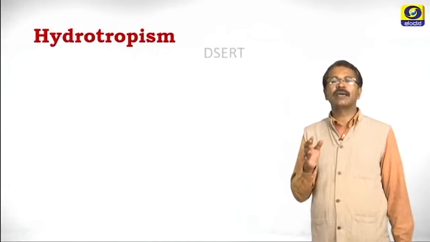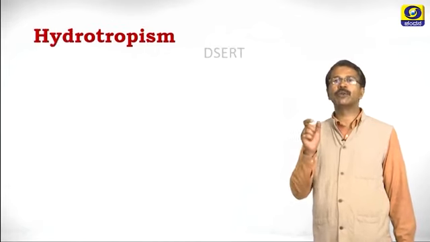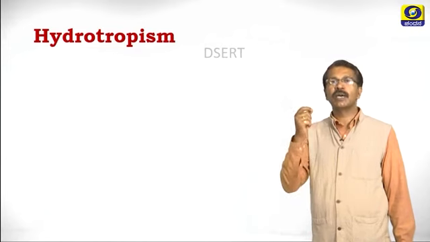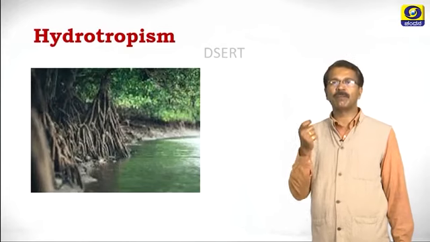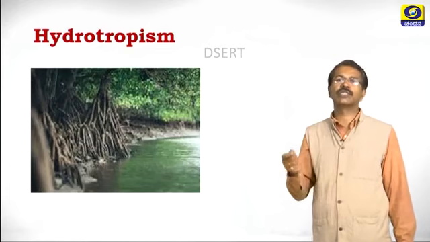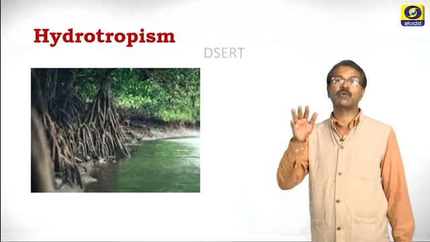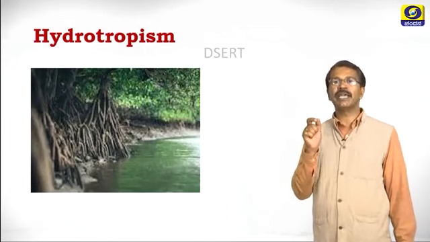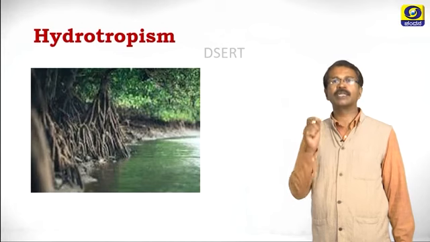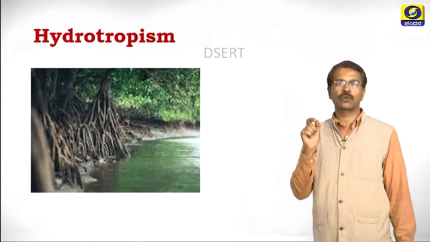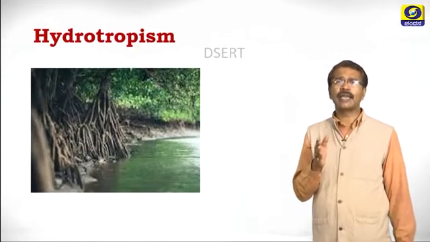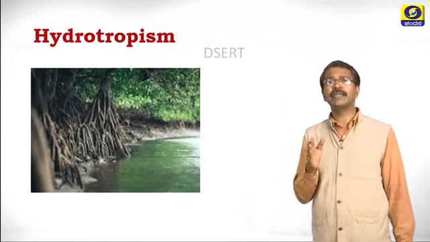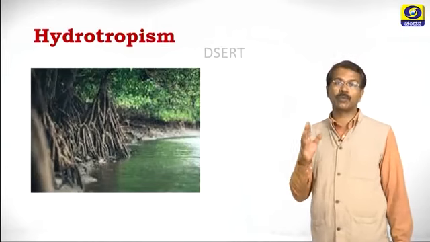Yes, further consider hydrotropism. Hydro means water. Tropic means growth movement towards water. Yes, you are correct. In case of plants, the roots move towards the water. They move in search of the water. Such a kind of movement exhibited by the roots, we call positive hydrotropism. If any part of an organism is moving away from the water, then it is called negatively hydrotropic.